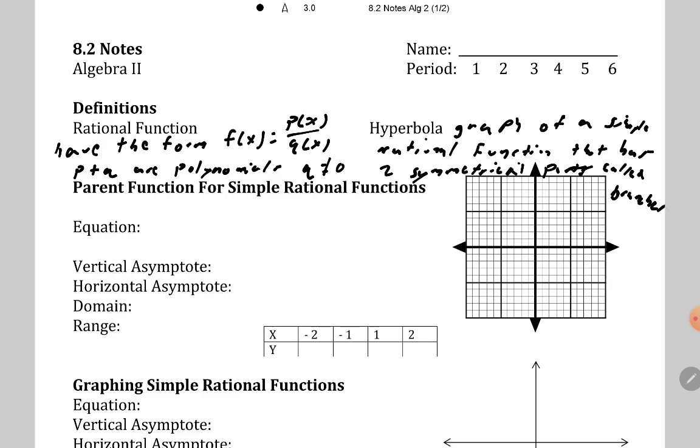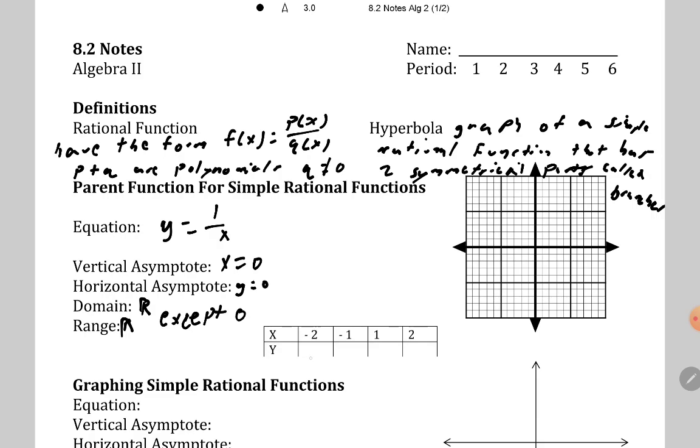Alright, now let's look at the parent function. The parent function of all these is y equals 1 over x. This is our inverse variation. We have a vertical asymptote at x equals 0, and then a horizontal asymptote at y equals 0. Our domain is all real numbers except 0. Because if you put 0 for any one of those, you'll have 0 in the denominator. And, well, yeah. We do not divide by 0.